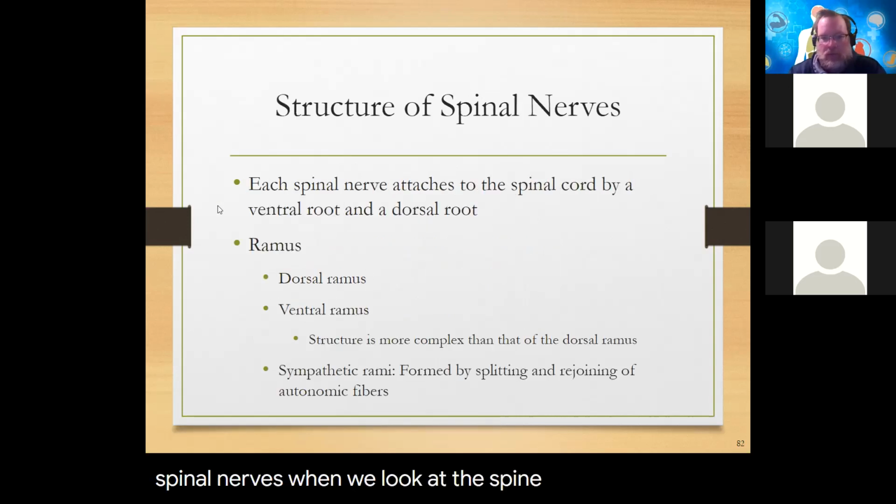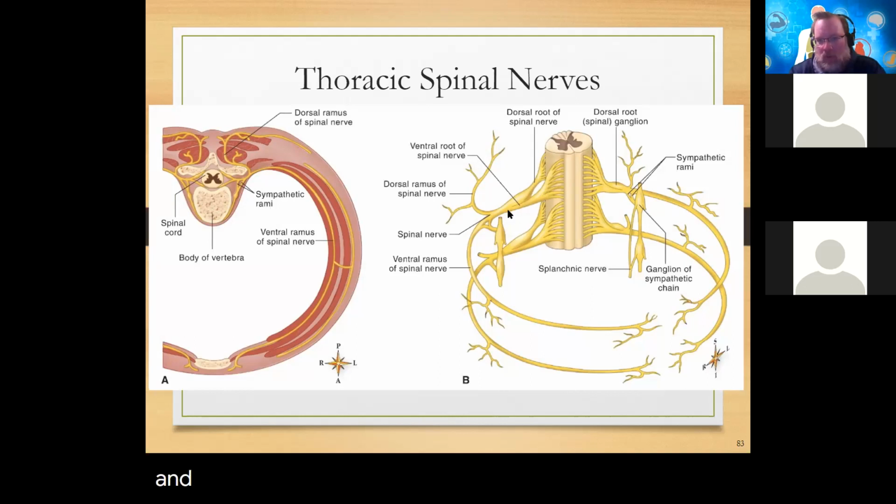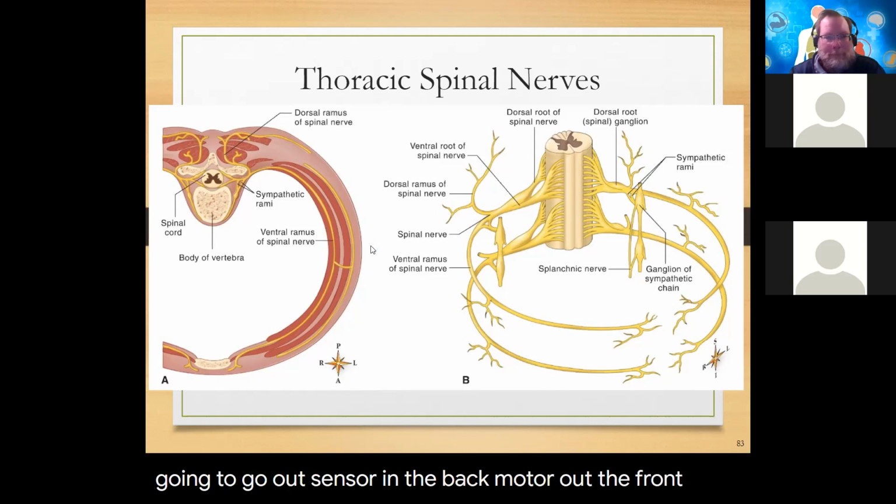When we look at the spinal nerves, we've already mentioned this a little bit. As we come into the spinal cord, we had the ventral area and the dorsal area. Remember, the dorsal root sensory came in the back, and motor went out the front, right? Dorsal root and ventral root. So we look at a spinal cord, and we can see again, we've got a dorsal root and a ventral root. So sensory is going to come in, motor is going to go out. Okay? Sensory in the back, motor out the front.